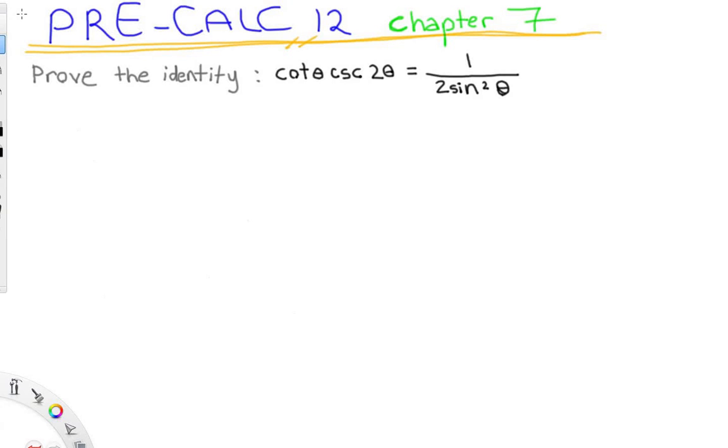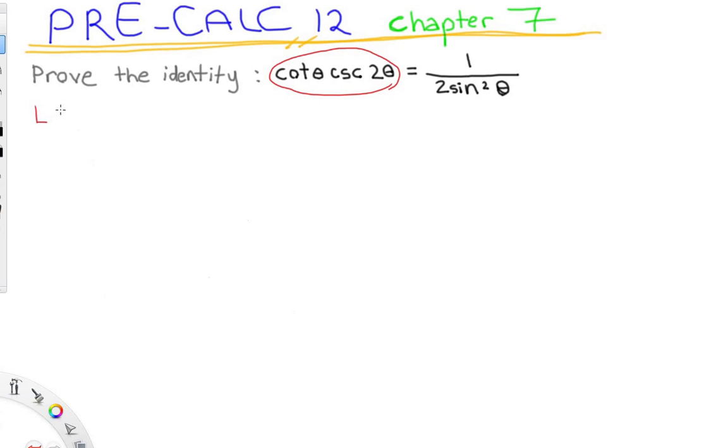This is Pre-calculus 12, Chapter 7, and we're proving the identity cot theta times cosecant 2 theta is equal to 1 over 2 sine squared theta. So the first step is to pick the more complicated side, because that's the side that is going to be easier to simplify to match the other side. The left side looks more complicated to me.